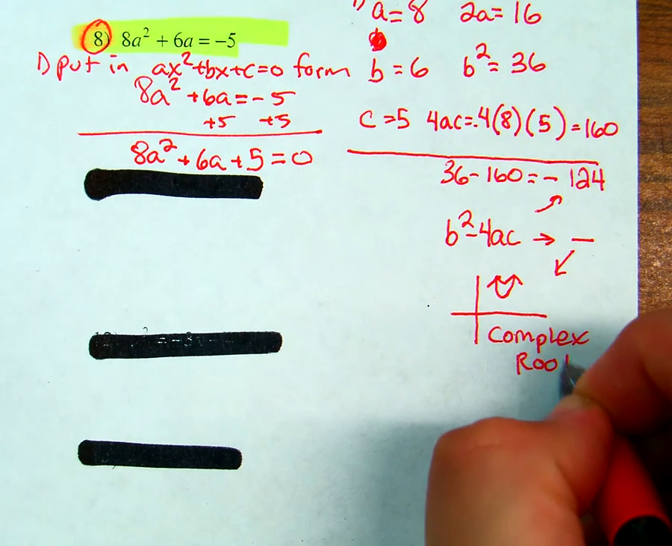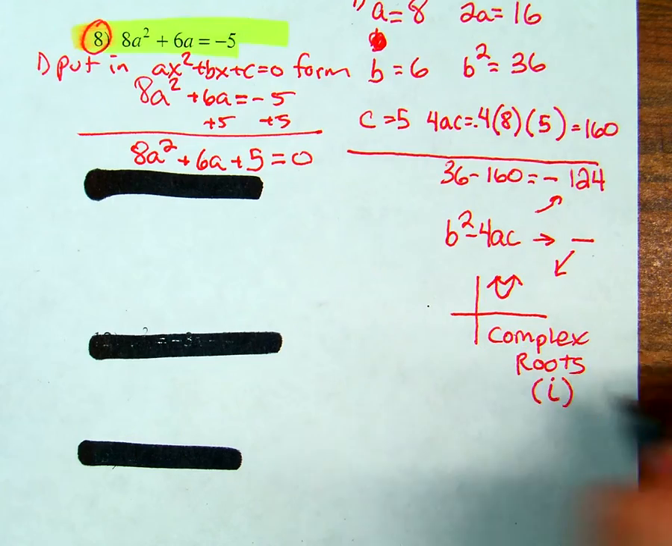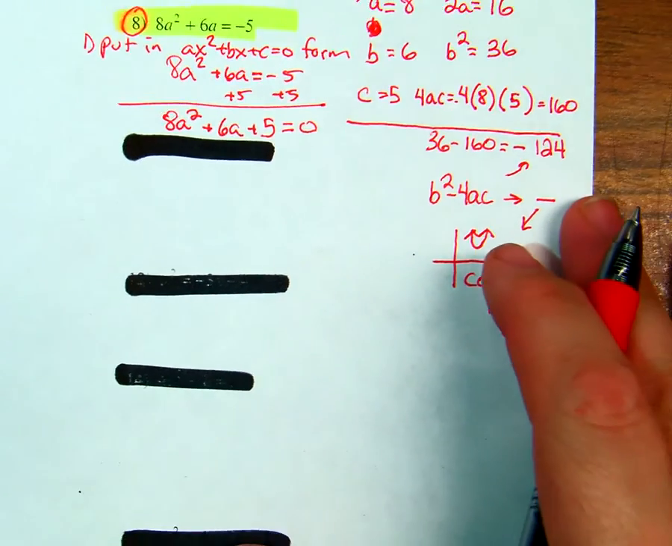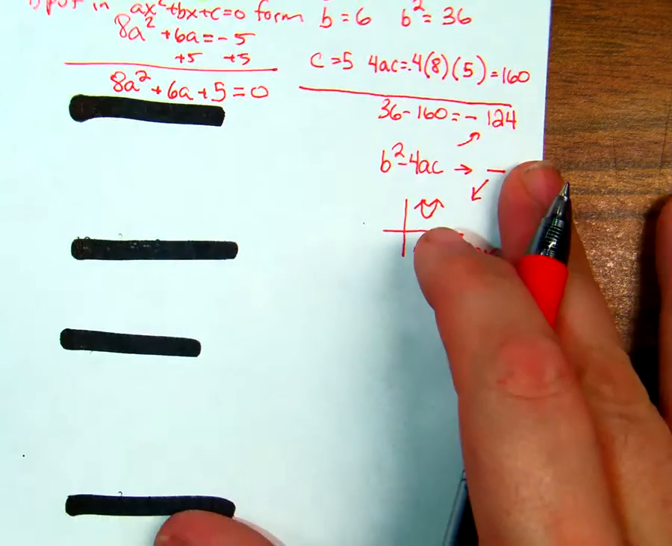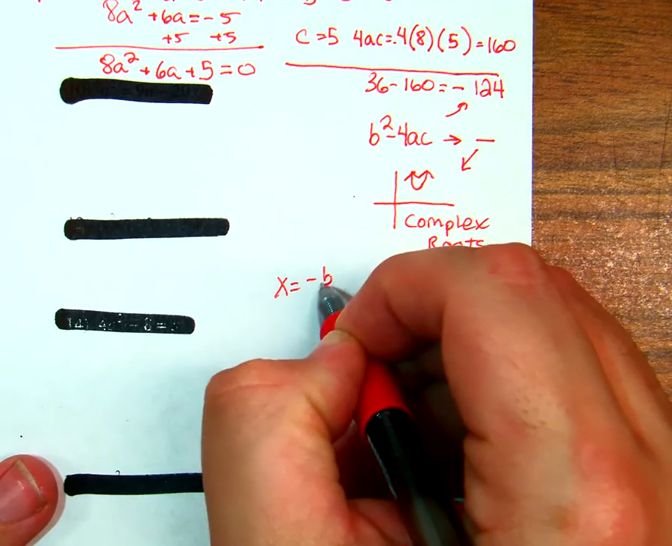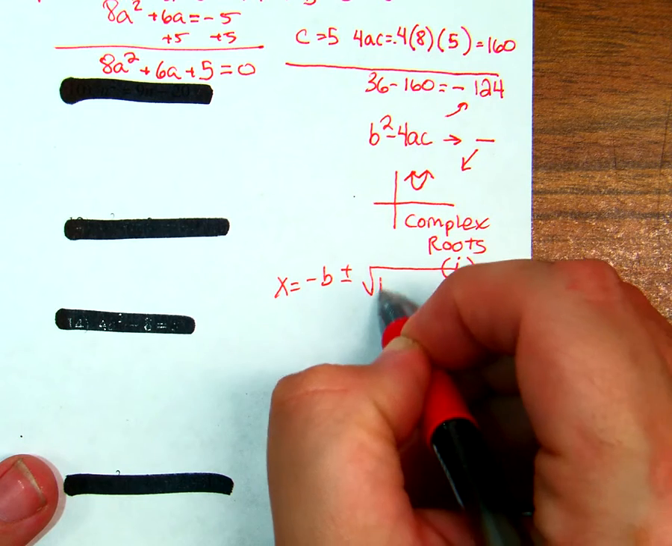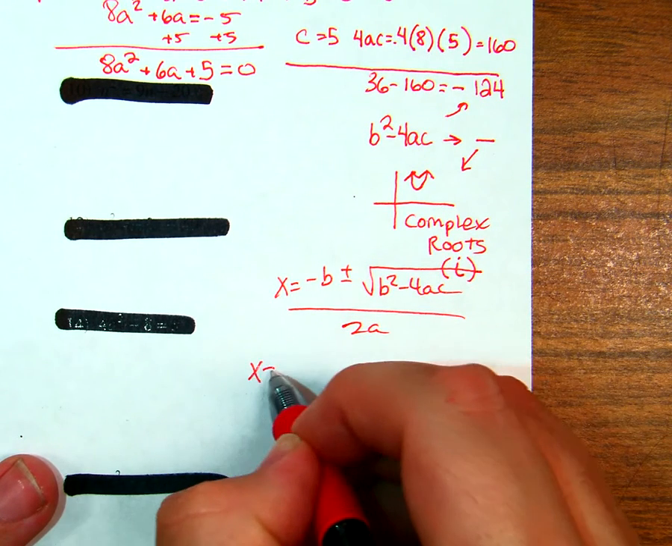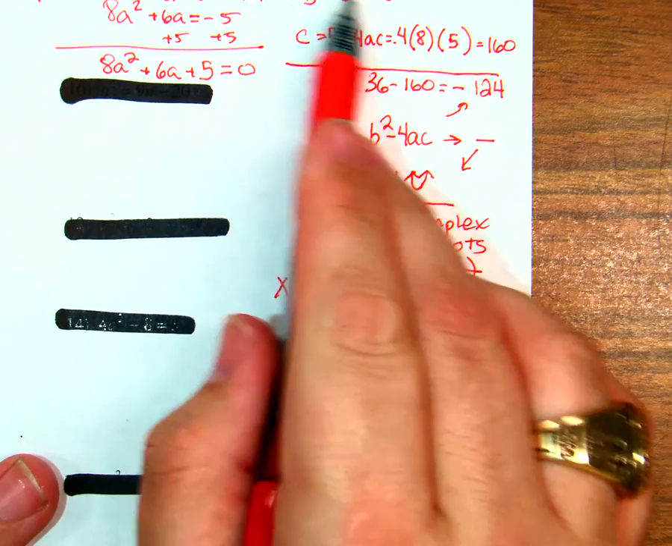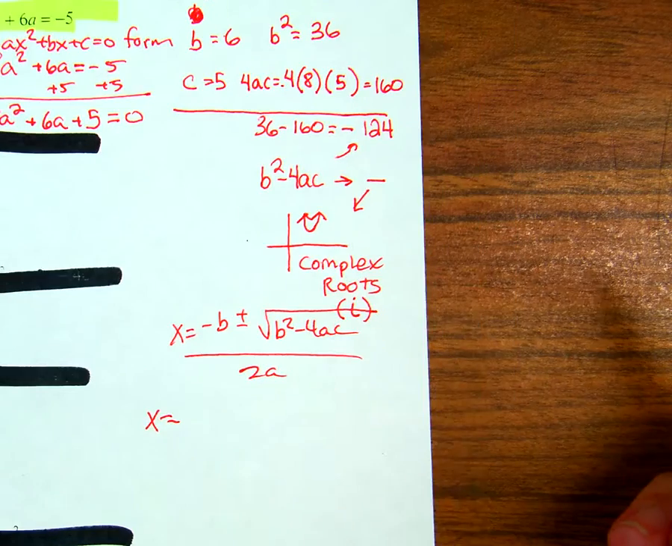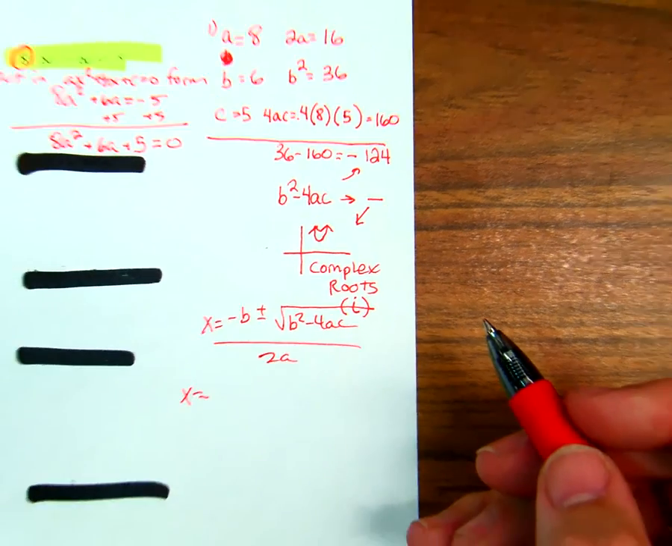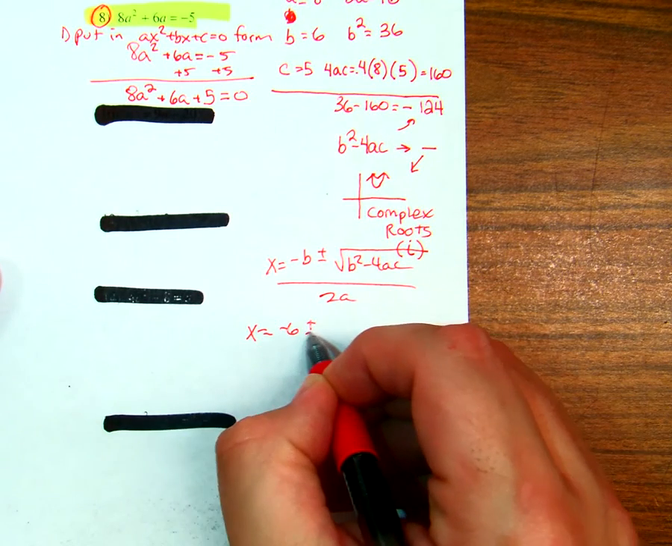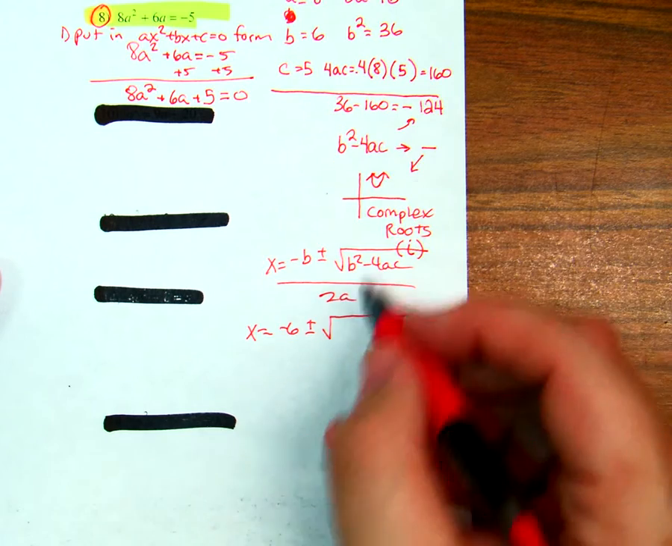Alright, so let me zoom out just a little bit. So we go x is equal to negative b plus or minus the square root of b squared minus 4ac, all over 2a. X is equal to, what's the opposite of 6? Yep, it's going to be negative 6, plus or minus the square root of negative 124. Is that a perfect square?